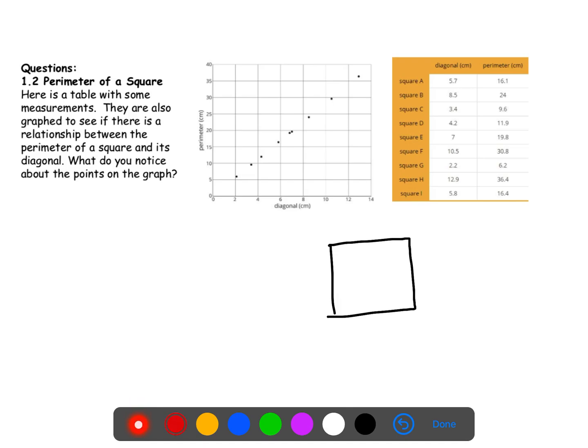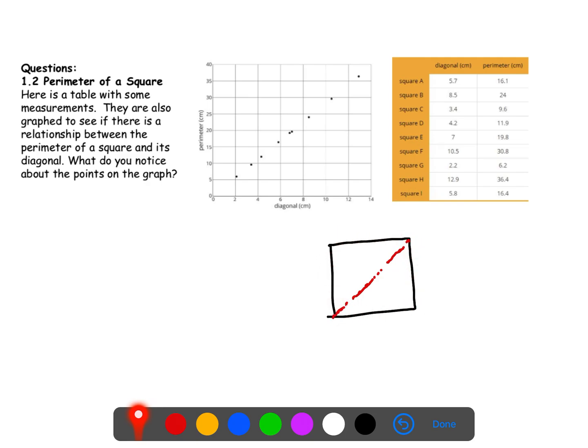If we're measuring the diagonal, we would be measuring the distance between diagonal points here. Now, if you remember, a square has four congruent sides, four equal side lengths. So if I were to measure this diagonal, it should be the same as this diagonal because all of the sides are the same length. The other thing that was measured was the perimeter. Remember, the perimeter is the distance around the outside edge of the shape.